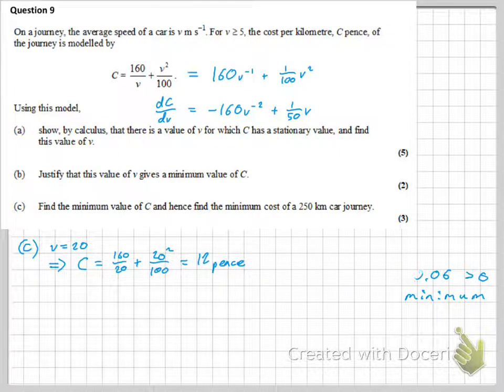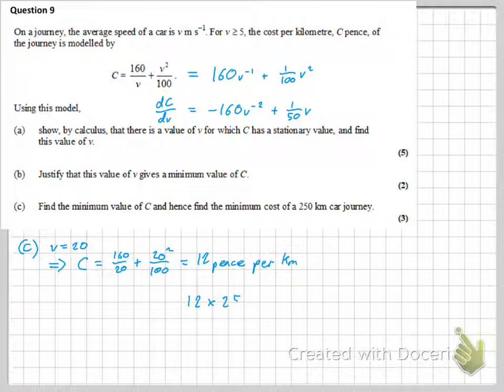But in order to work out the rest of this, to hence find the minimum cost of a 250 kilometre car journey, I think to understand how to do that, you need to actually really read the question again and think, is it just 12 pence? Is that the real unit of C? Because actually it says it's the cost per kilometre in pence. So let's write pence per kilometre instead of just pence there. And then it should be pretty obvious.